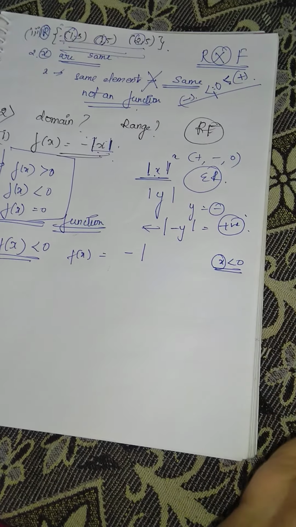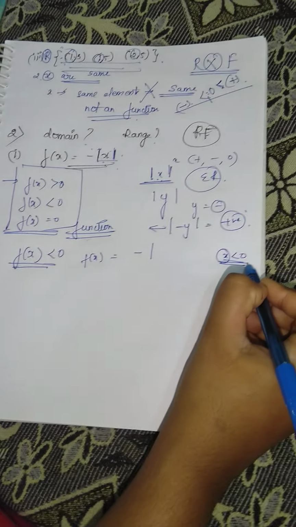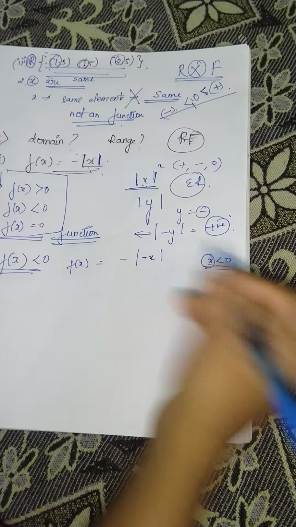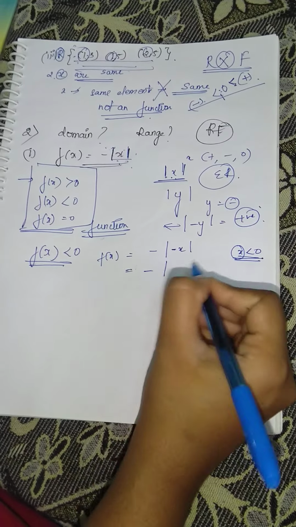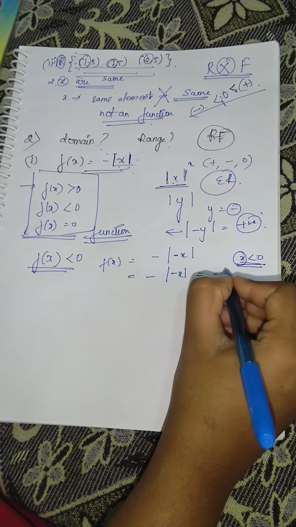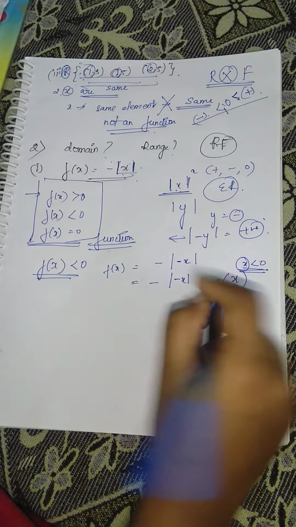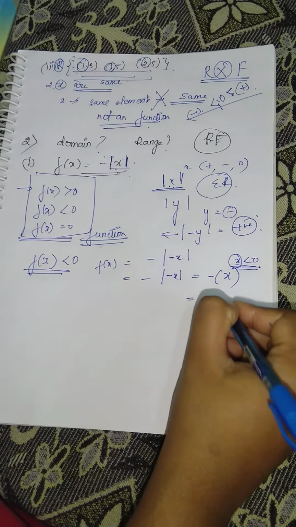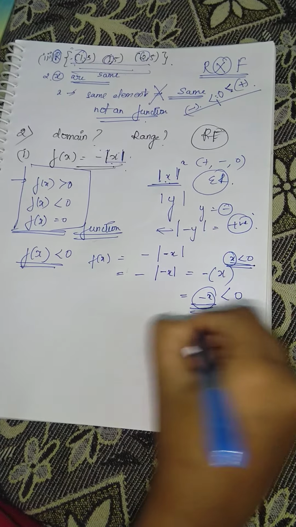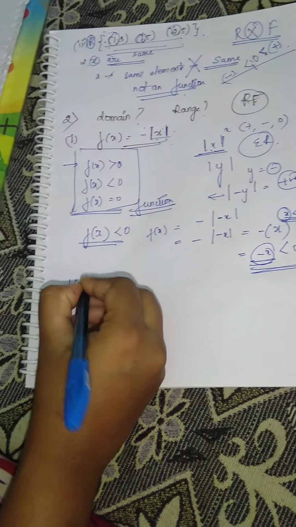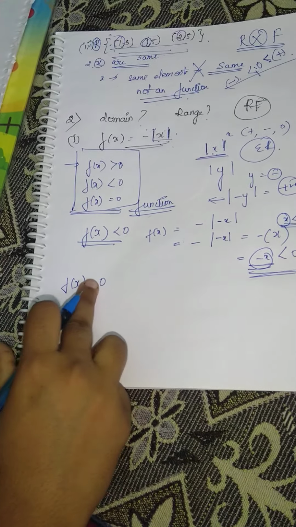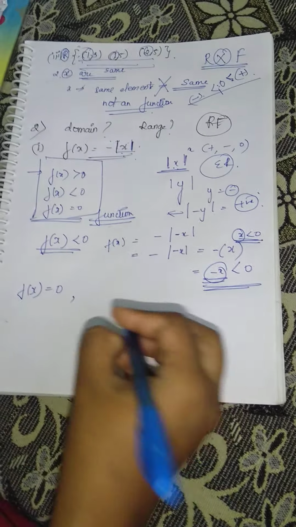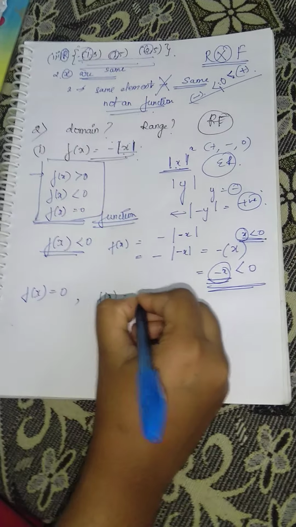So less than 0 is negative, right? So you put a negative value, negative x, inside this modulus, and it becomes positive. Negative x will become positive. Again the negative sign is placed outside, so minus x will be your answer, and this minus x will again be less than 0. Next is f of x equal to 0. In f of x equal to 0, you will be able to see that f of x is equal to minus of.